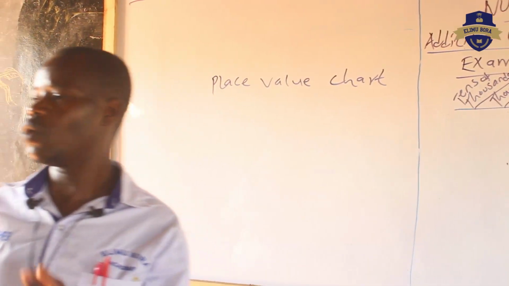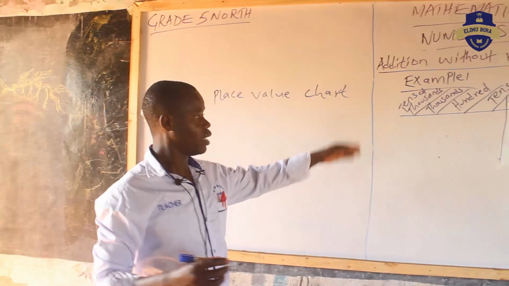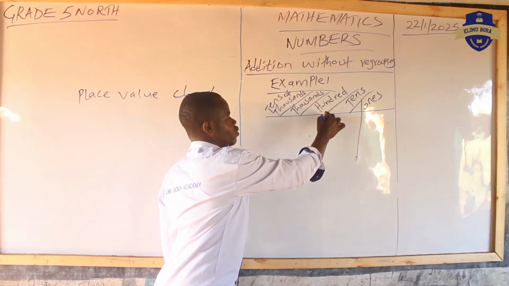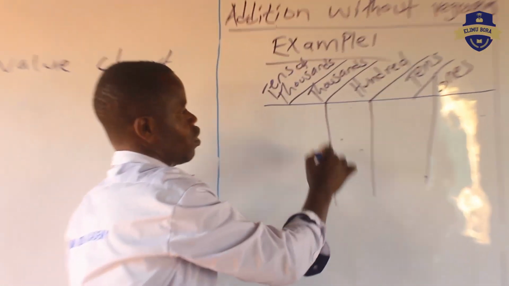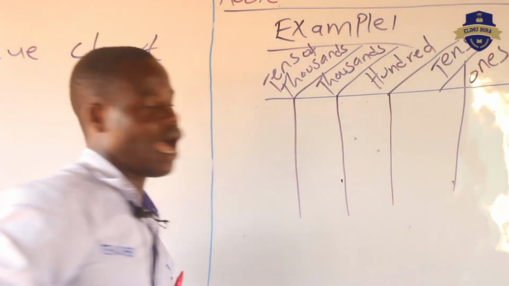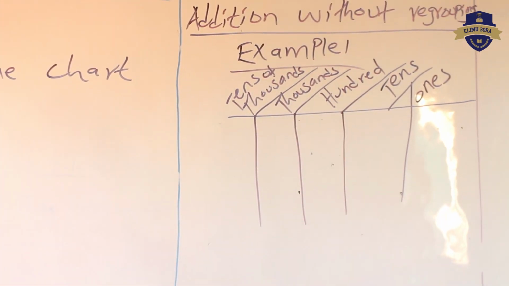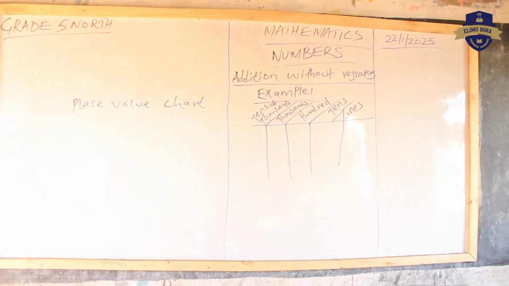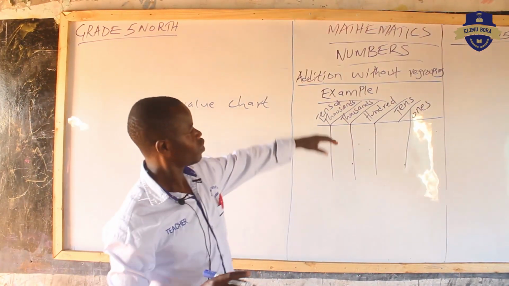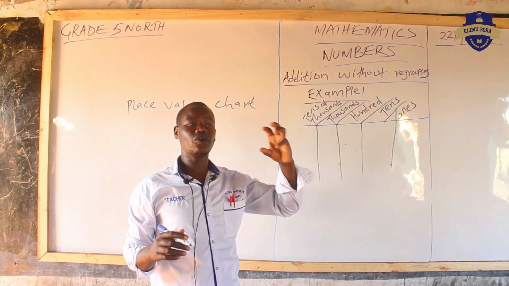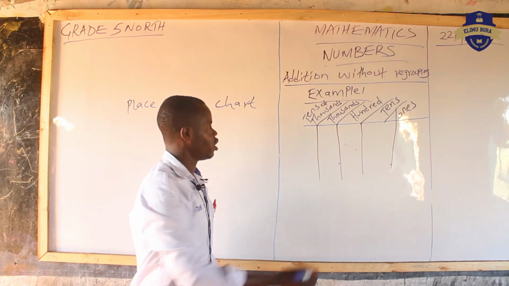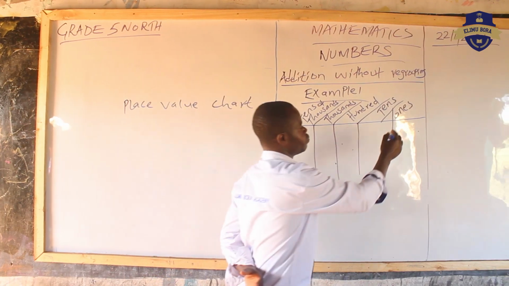You are adding numbers without regrouping. After drawing the place value chart, this is what we call a place value chart. Can you say place value chart? Place value chart. So you are supposed to add. Let's have the first example.